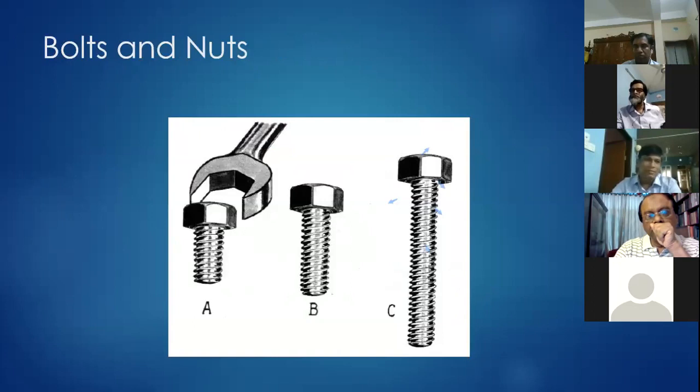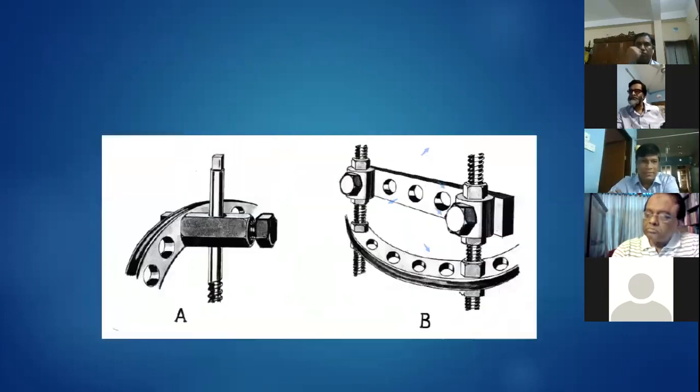Now the auxiliary parts, bolts and nuts. There are three types of connecting bolts: 10 millimeters, 16 millimeters, and 30 millimeters of length. And there are some uses of the bolts.